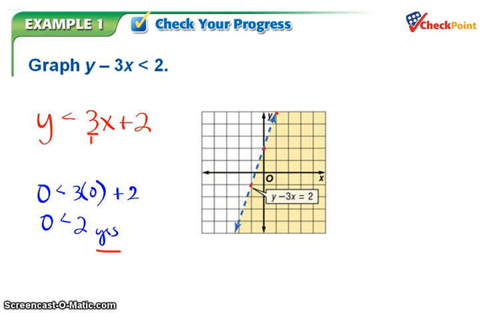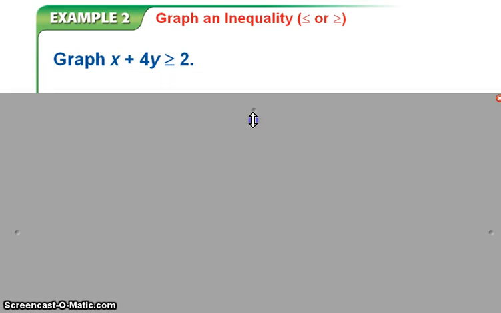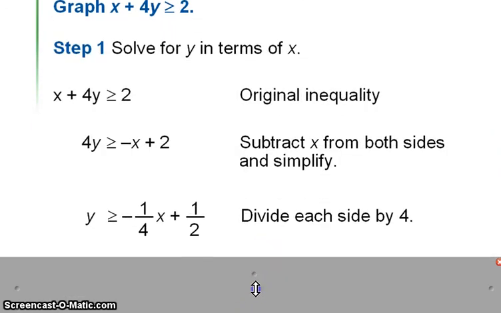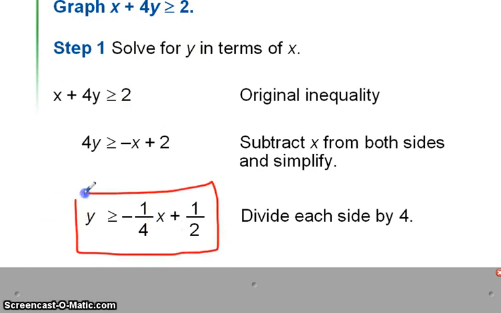Okay? Let's look at another example. Now you can see that our sign has changed. It's now greater than or equal to. But we still do it the same way. We still have to put it in slope-intercept form, so we're going to solve for y. When we do that, we need to subtract our x, then divide by 4. So here now is our inequality written in slope-intercept form.